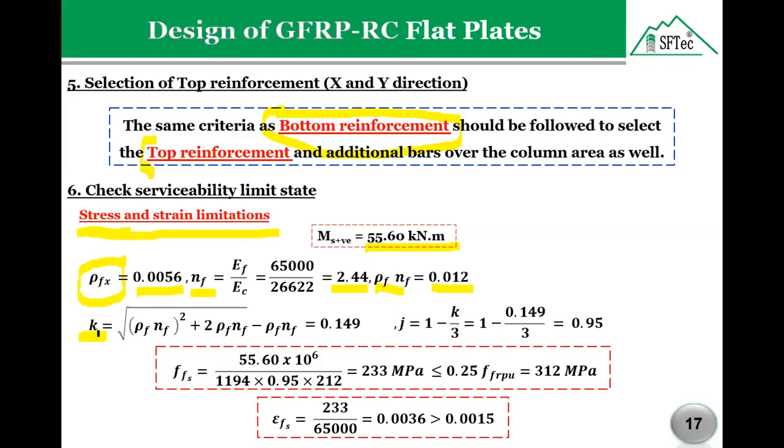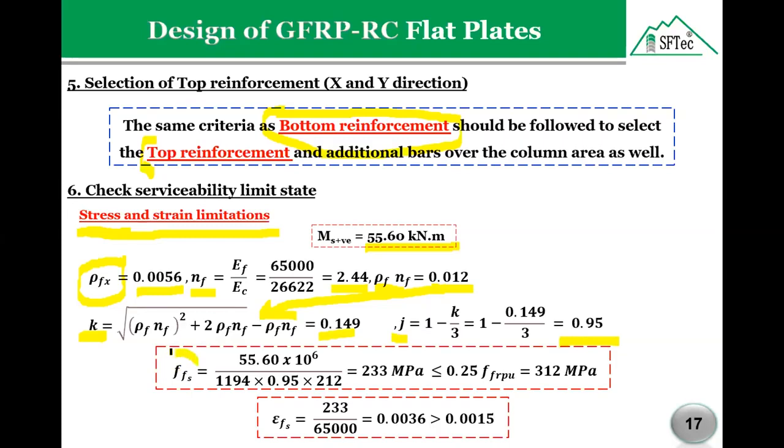So we are going to calculate a factor called K. K depends on rho F times nF. By substituting the value of rho F times nF, you will get the value of the factor K. And here also we are going to calculate J, which is 1 minus K over 3. So J here equals 0.95, which is the lever arm between the compression and tension forces.